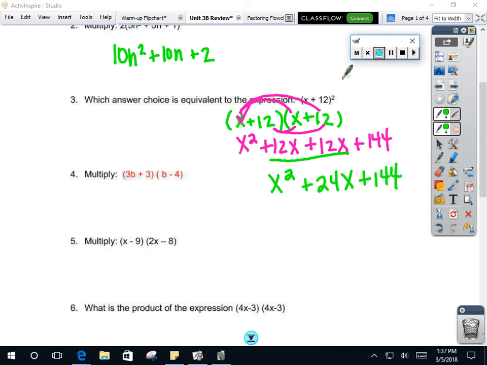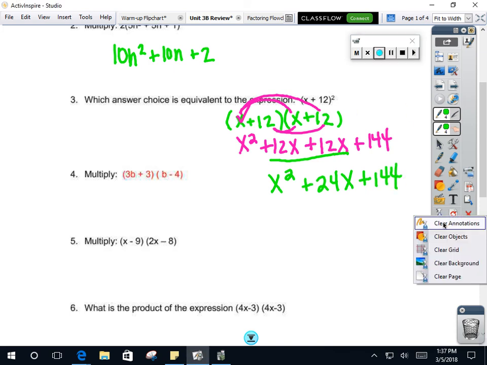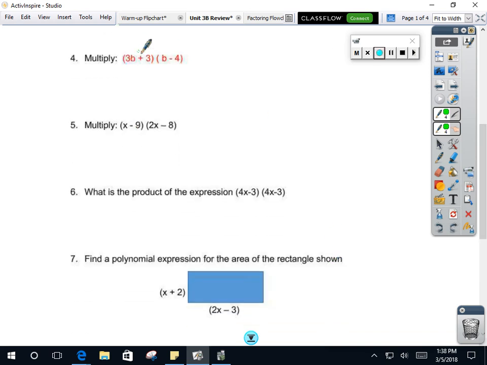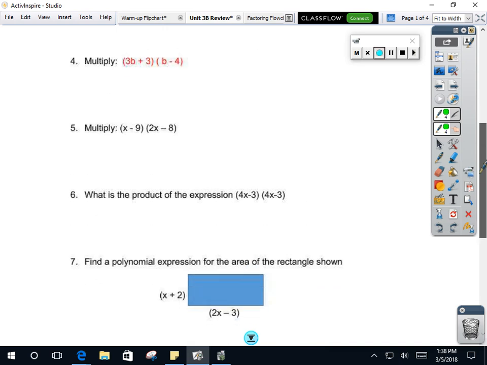Can I erase this one? All right, number 4 says multiply, and you're given 2 binomials that are side by side, so you double distribute. 3b times 1b is 3b squared. 3b times negative 4 is negative 12b. And then 3 times b is positive 3b.